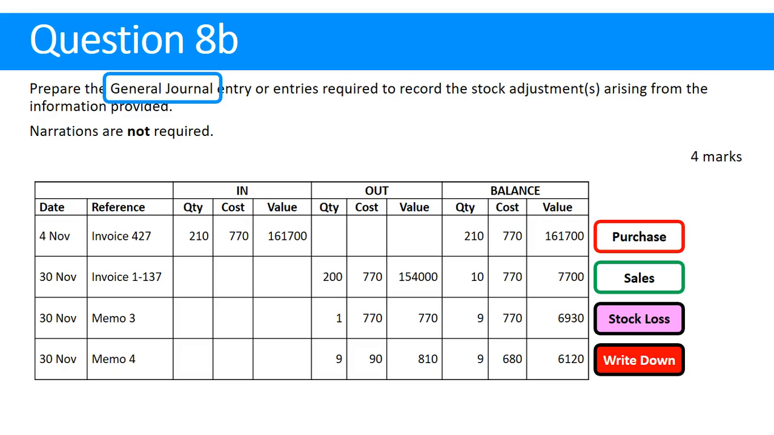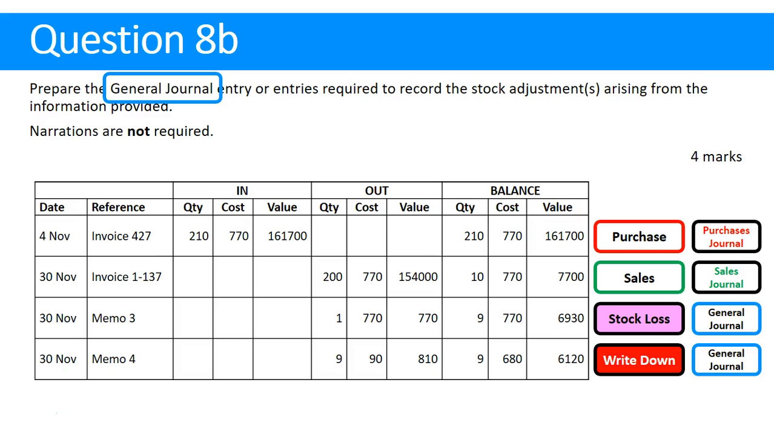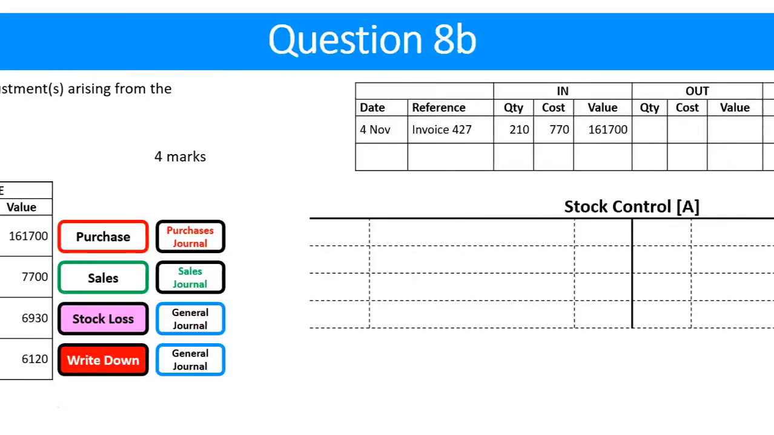The first one was a purchase of stock on credit, so that would actually go in the purchases journal. We don't need to do that one here. The next one was a series of sales. They all had invoice numbers, so they would have been recorded in our credit sales journal, so they don't need to go in the general journal. It's actually going to be the next 2 transactions. The first one is a stock loss and the second one is a stock write-down. Both of those will need to go in the general journal, so that's where we're going to start.